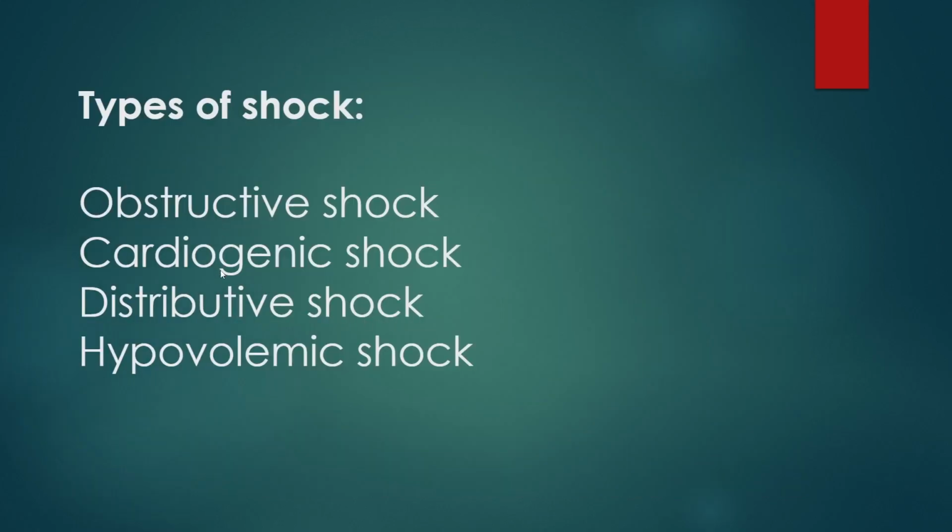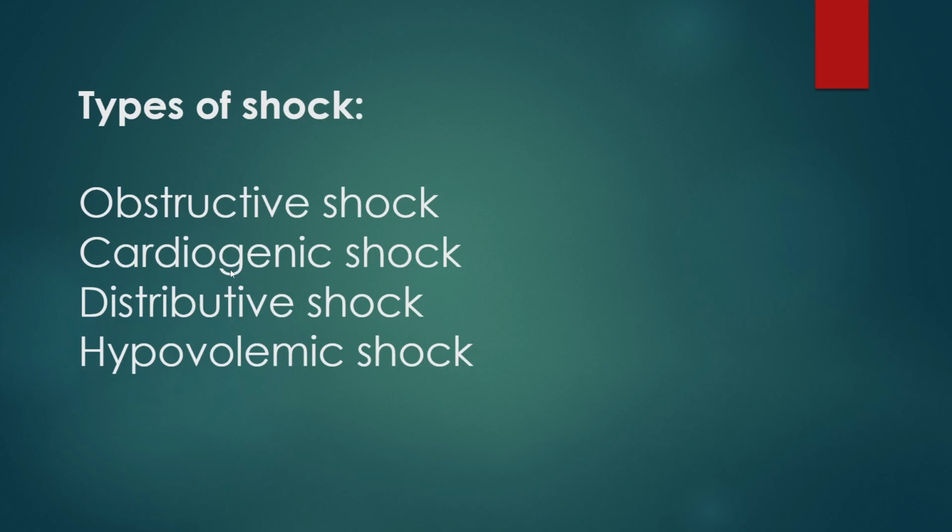Types of shock. Mainly it is subdivided into four types: obstructive shock, cardiogenic shock, distributive shock, and hypovolemic shock. First of all, what is obstructive shock? Obstructive shock is a condition that prevents the blood and oxygen from getting to your organs. Whatever the blood supply or oxygen supply to the different body organs, here it will prevent the blood flow and oxygen supply. There will be an obstruction to that flow.